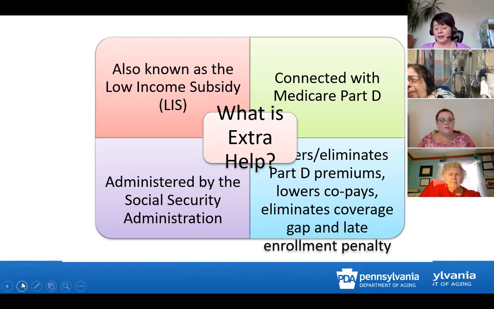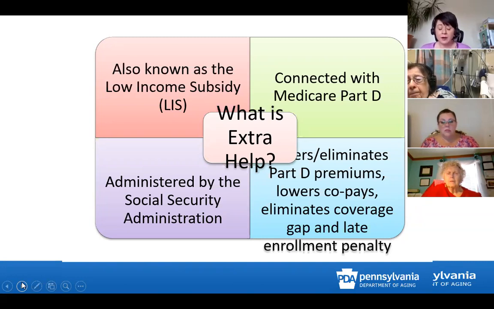Social Security, on their website, estimates that extra help, if somebody receives the full benefit, is worth about $5,000 a year. And that's just an average estimate, which again, is a great savings for a lot of people, and it can really help reduce those drug costs.